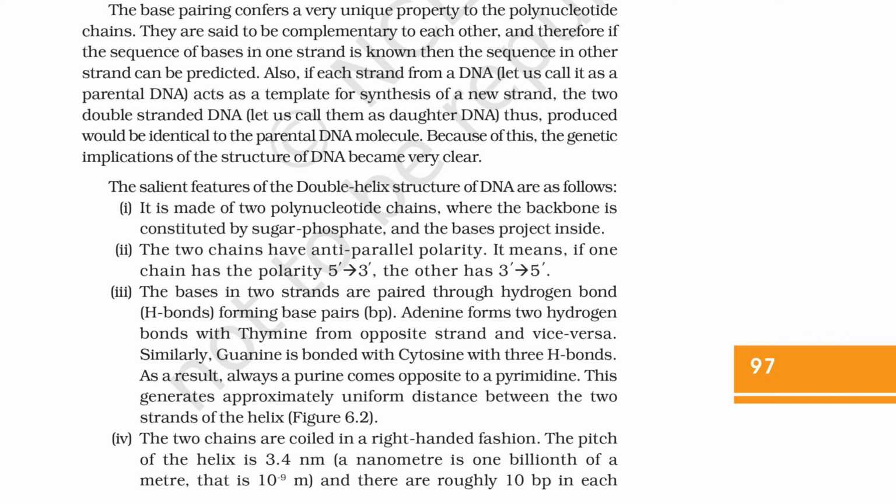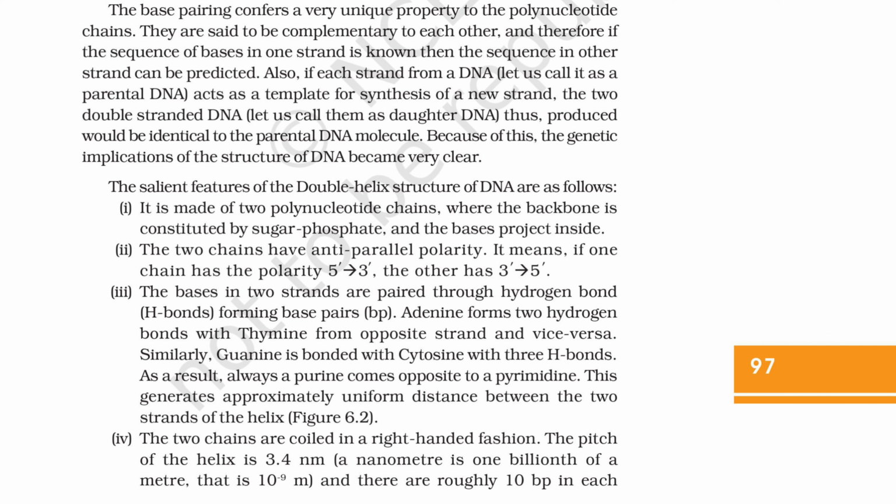Adenine forms two hydrogen bonds with thymine from the opposite strand and vice versa. Similarly, guanine is bonded with cytosine with 3 H bonds. As a result, always a purine comes opposite to a pyrimidine. This generates approximately uniform distance between the two strands of the helix.